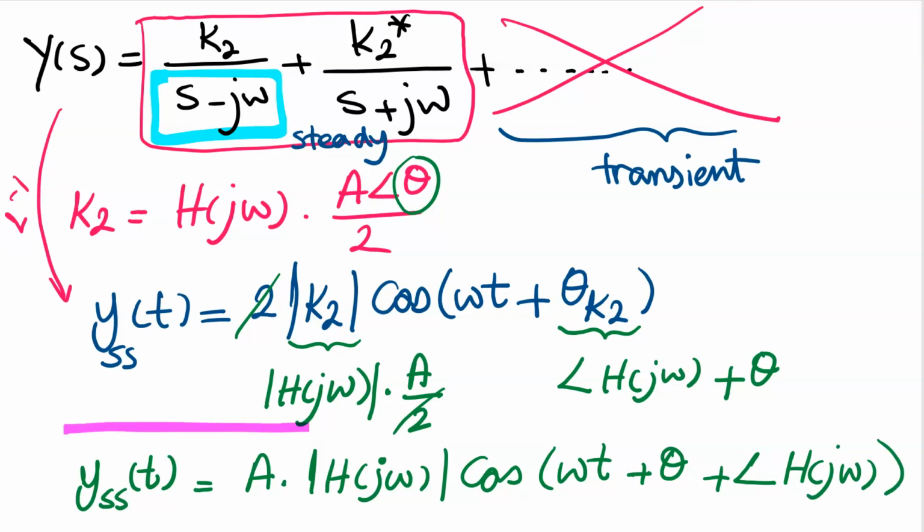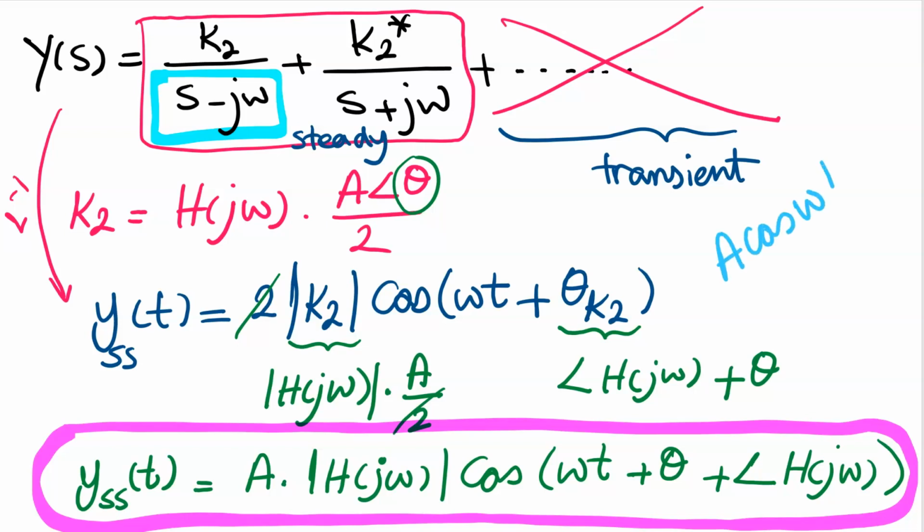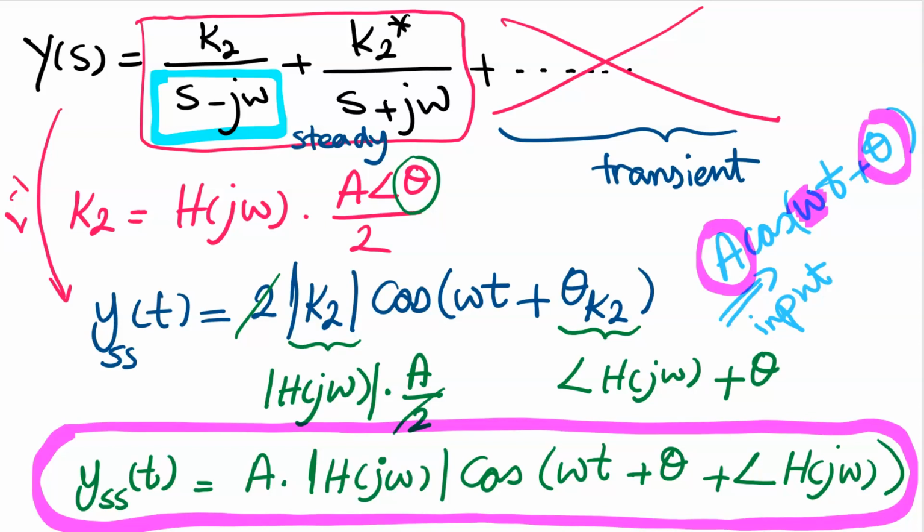So let's look at what I have here as my conclusion. This is a very important conclusion. Here I'm looking at my steady state response to a sinusoidal input. What was my input? My input was A cosine of ωt plus θ. As you can see, my input has a frequency equal to ω and a magnitude equal to A with a phase angle equal to θ.